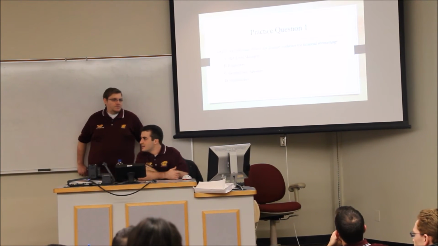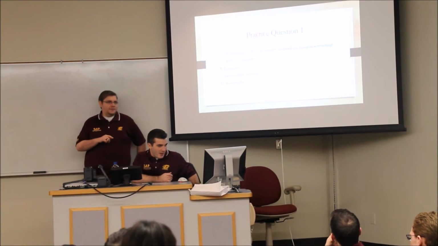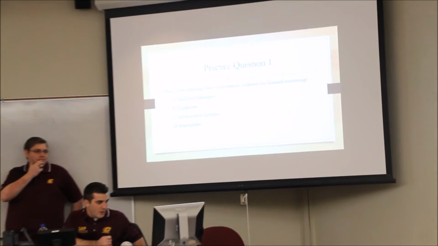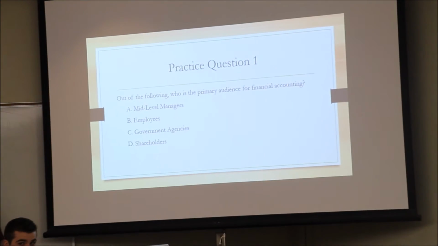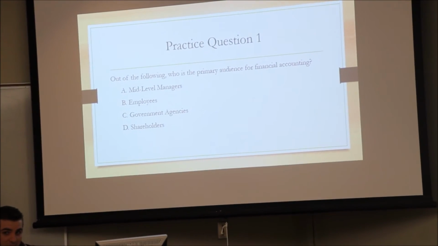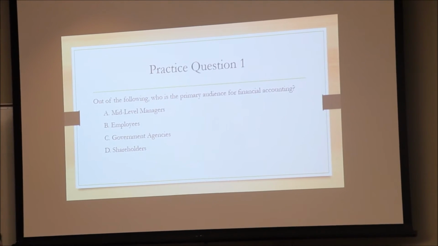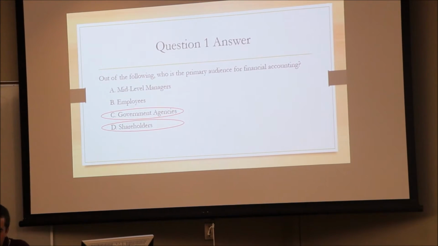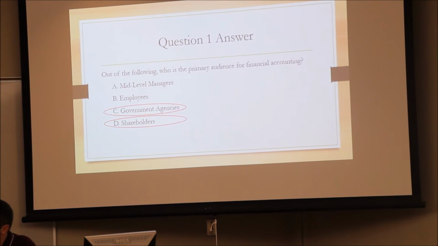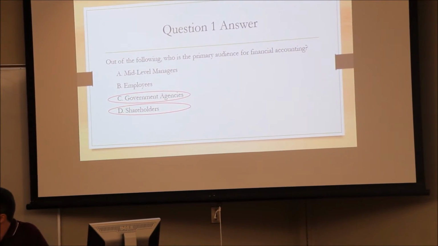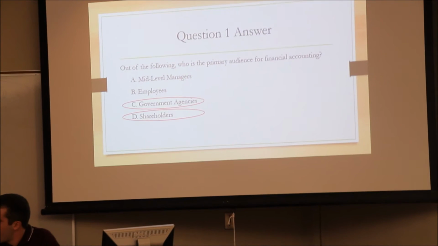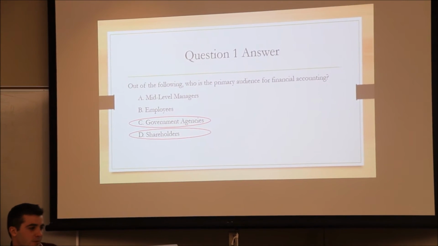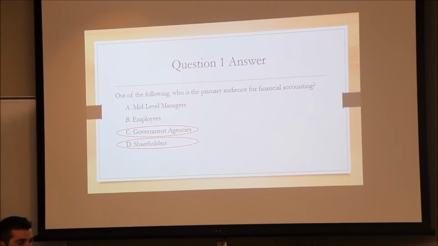Shareholders and employees? Government agencies? Close. All right, it's government agencies and shareholders. The reason is, like I said at the very beginning, it's external information. Employees and mid-level managers are both internal, and they're going to be using the controlling information, which we'll talk about in later weeks. But financial information is going to be for things like government agencies and shareholders.